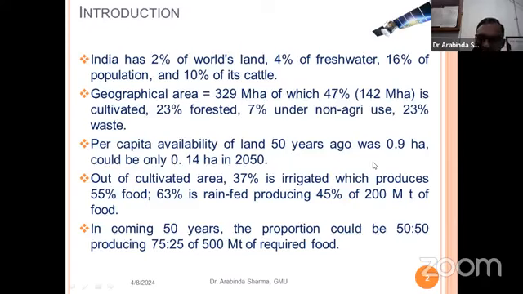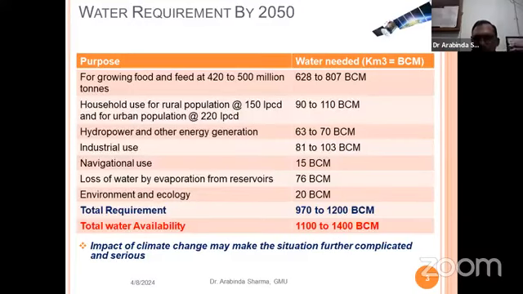Okay, sorry. So if you talk about the availability of water, though we have a very good amount of water resource as such, a huge amount available both in the form of surface water and groundwater, and India also receives a very good amount of annual rainfall, right?